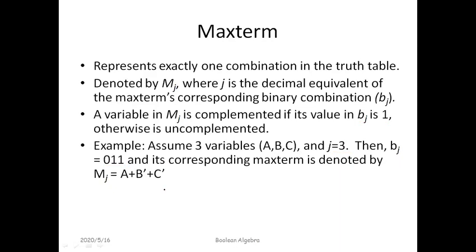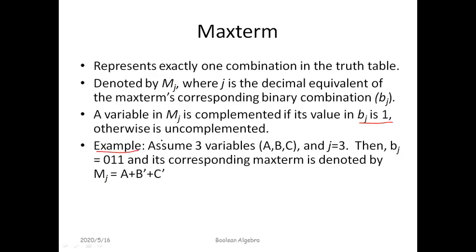Let's look at the max term. The max term represents exactly one combination in the truth table and is denoted by capital letter M with a subscript j, where j is the decimal equivalent of the max term's corresponding binary combination Bj. And a variable in Mj is complemented if its value in Bj is 1. Otherwise, it is uncomplemented.